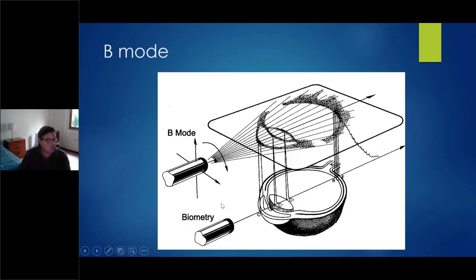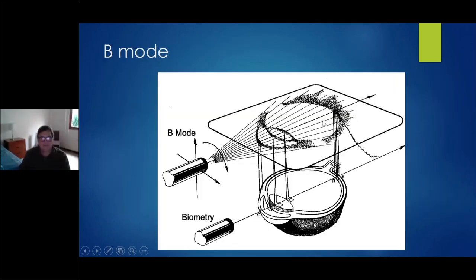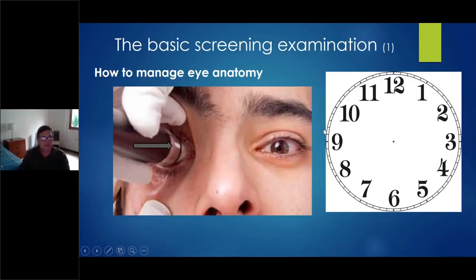Okay, in B mode, we have a compound of a lot of A scans. You see that it's different to biometry because biometry is one scan. In B mode, there are scans that you cut in one part that is reflective, is white, and that is low reflective, is black on the screen. But the most important thing is to know how to manage the eye anatomy.